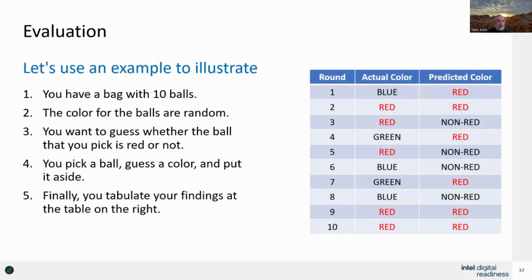All right, so let's use this as an example. You've got a bag filled with 10 balls. The colors of the balls are random, right? But as you can tell from the chart, they're red, green, blue. You want to guess whether the ball that you pick is red or not. So it's kind of like a true or false, right? You're going to pick a ball, guess the color, and put it aside. Finally, you tabulate your findings in the table on the right.